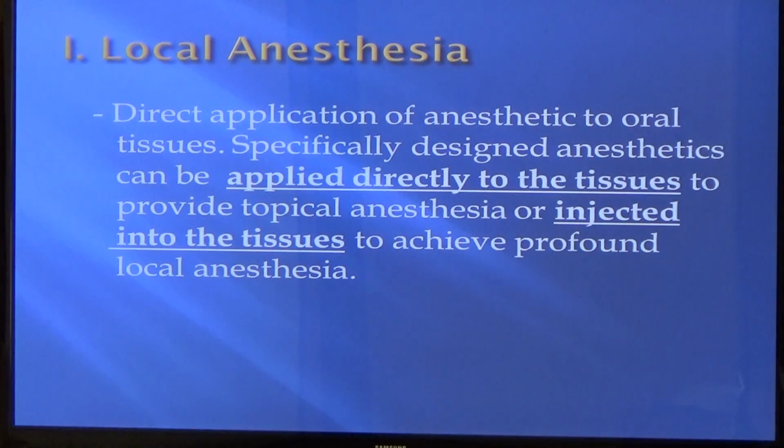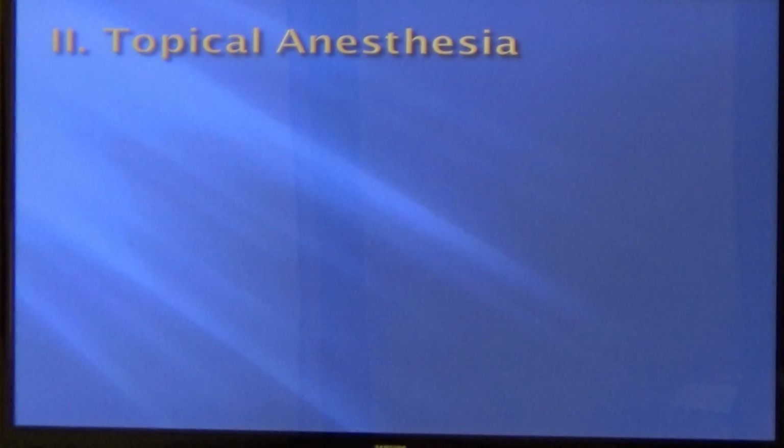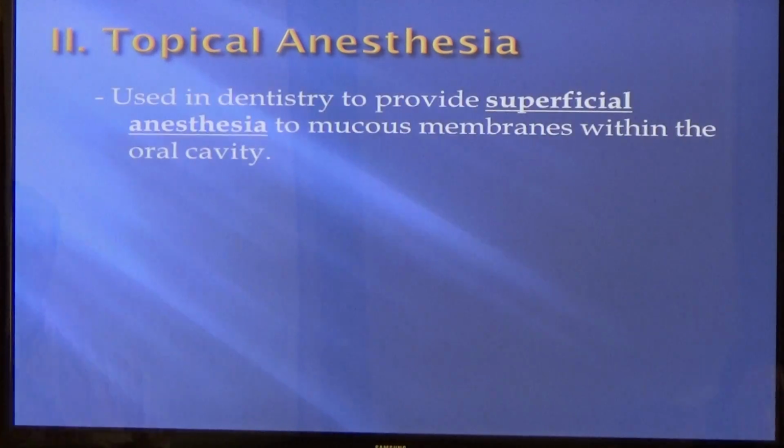Local anesthesia is a direct application of anesthetic to oral tissues. Specifically designed anesthetics can be applied directly to the tissues to provide a topical anesthesia or injected into the tissues to achieve profound local anesthesia. So topical. Any questions on the topical, what it is? Topical means on the surface. Used in dentistry to provide superficial anesthesia to mucous membranes within the oral cavity. So if you put it on your tongue, it's going to numb up your tongue.